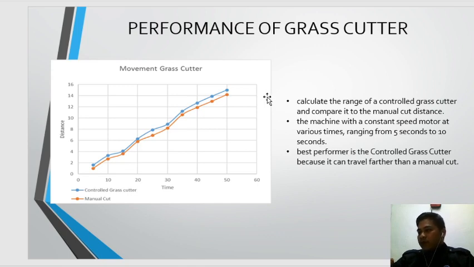For the performance of the grass cutter, calculate the range of the controlled grass cutter and compare it to the manual cut distance. The machine runs with a constant speed motor at a variation of time from 5 seconds to 10 seconds. The result shows the best performance is the controlled brush cutter because it can travel much further than the manual cut.